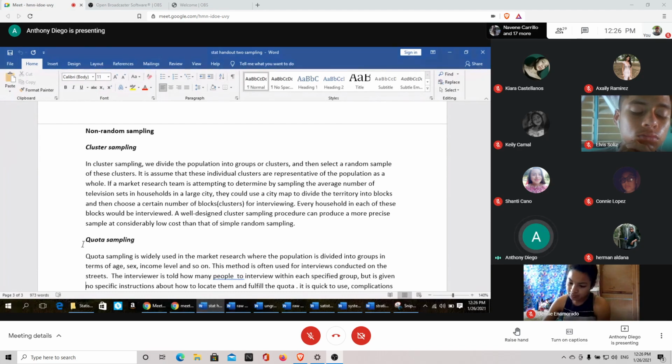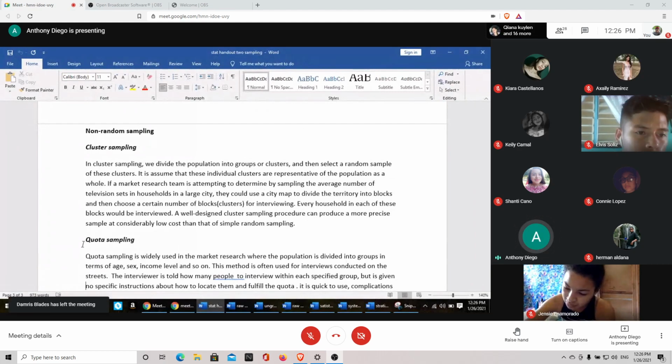A well-designed cluster sample project can produce a more precise sample, all while costing less than simple random sampling. So cluster, as you can clearly see, you can take it whether you're living in a village or in a town. Let's say that you want to find out a simple thing. How many households own an orange? How many orange trees does each household have?